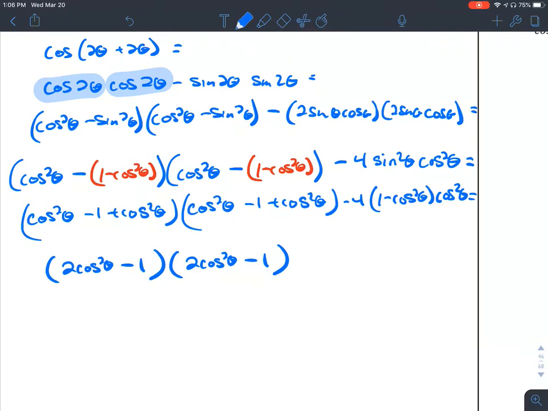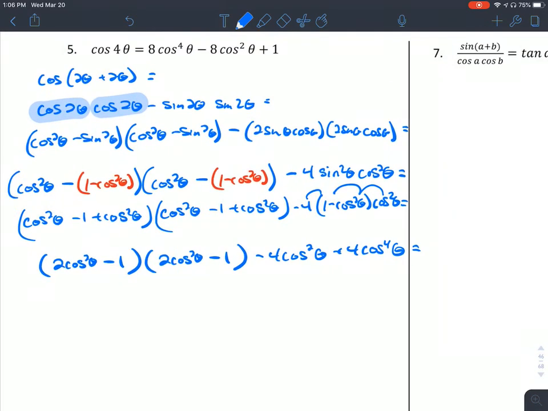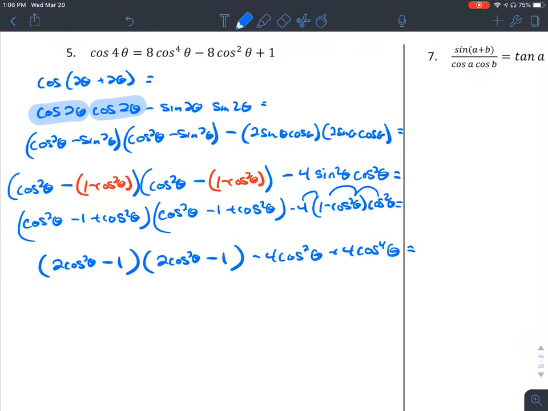And then for this next one, if I distribute the cosine to this and the minus 4, I'm going to get minus 4 cosine squared of theta plus 4 cosine to the 4th of theta. There is a much easier way to do this problem that I don't know if you're ready for, but I should have done it that way. I regret not doing it that way.